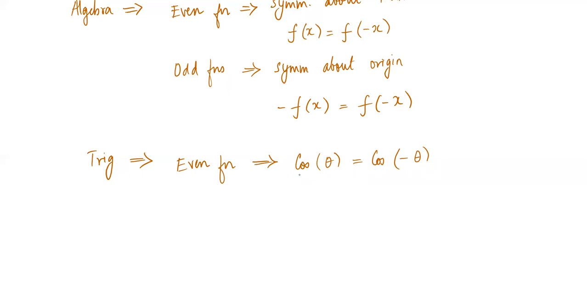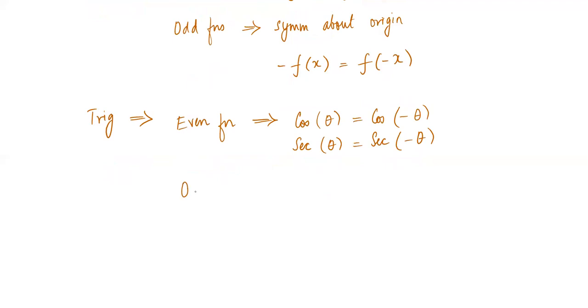The negative is absorbed. It works for cosine, and its cousin is secant. Remember, secant is the flip of the cosine function, the reciprocal of cosine, so it works for secant as well. Secant also is even because it absorbs the negative sign. And for odd functions, the other 4 are all odd functions.